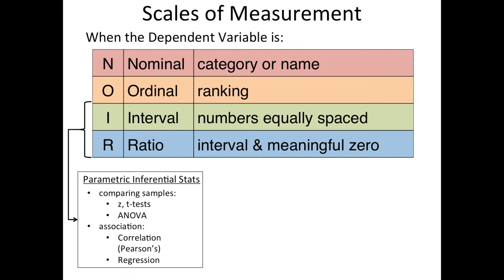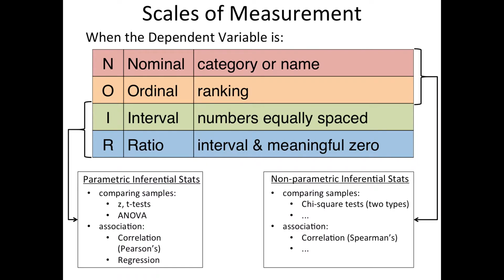But what do we do if our dependent variable is nominal or ordinal? We can use tests called non-parametric tests. We'll cover a couple of them. We're going to focus on chi-square tests, where the dependent variable is nominal. And I'll describe at the end a few tests where a dependent variable is ordinal, for example. And if we're looking at association, there's also a correlation coefficient that we can use when the variables that we want to associate to each other are ordinal.